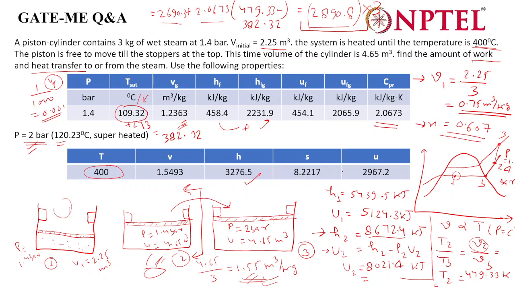Actually, we need not find it, it is given already here. Correct. If it is not given, then you have to do H minus PV. Pressure is 2 bar, and the volume is here. Like that you have to go again. But when enthalpy and internal energy are directly given, then we can write directly.